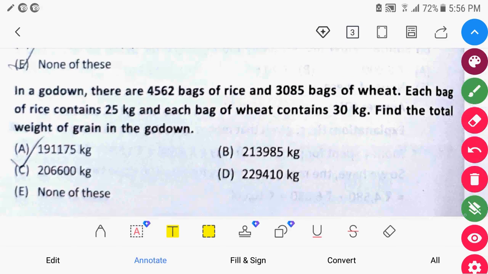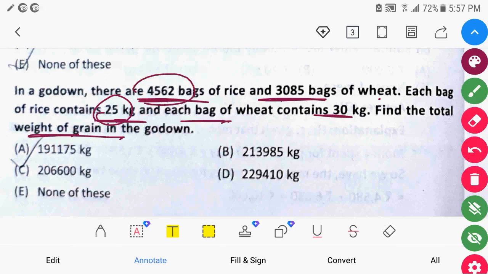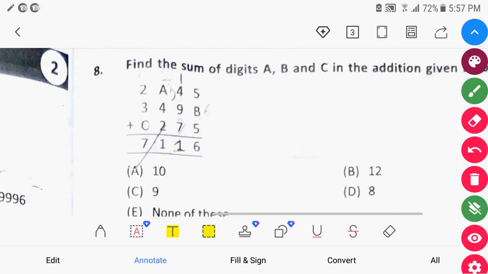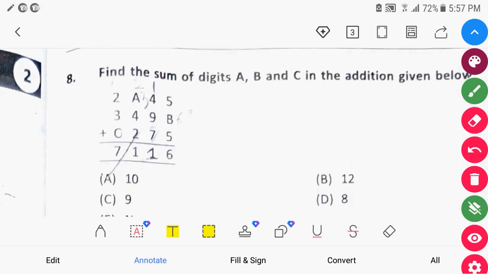Now see, in the next sum, in the godown, there are 4562 bags of rice and 3085 bags of wheat. Each bag of rice contains 25 kg rice, and each bag of wheat contains 30 kg of wheat. Find the total weight of the grain in the godown. So first you have to multiply this 4562 with 25, this 3085 with 30, and then whatever product you got at both sides, you just add them to find the total weight of grain in the godown. Do it as homework.